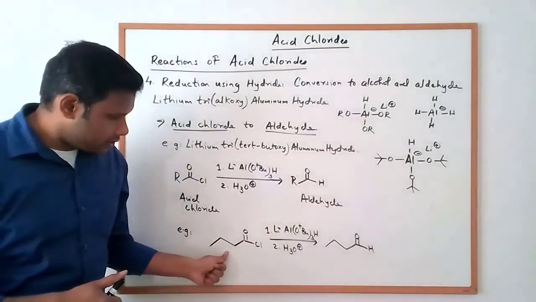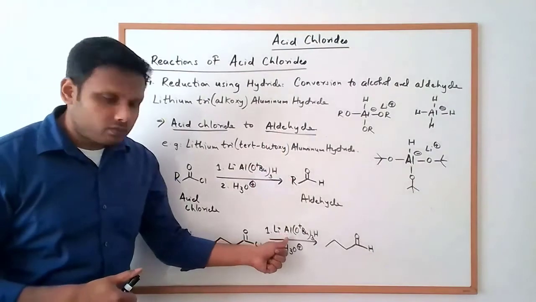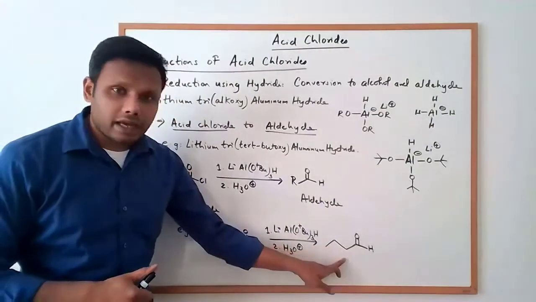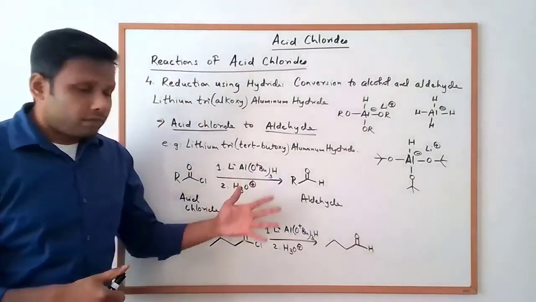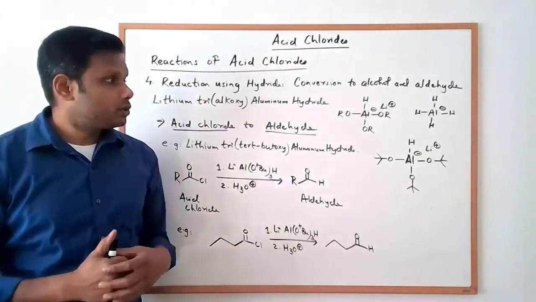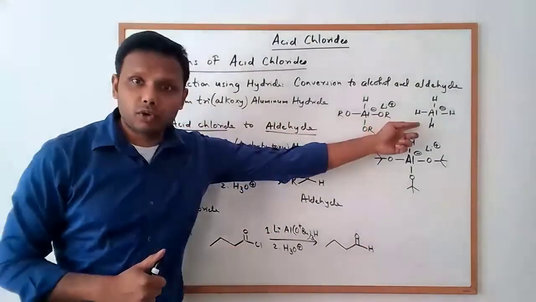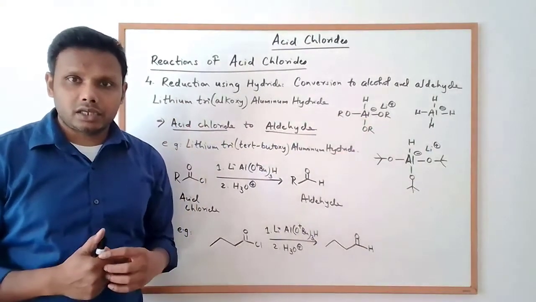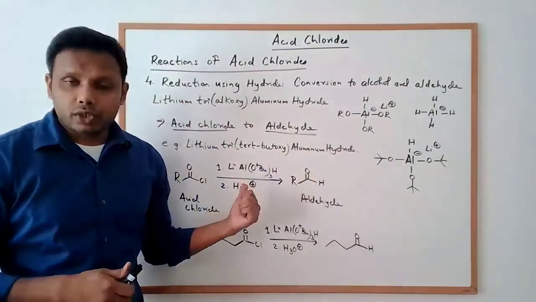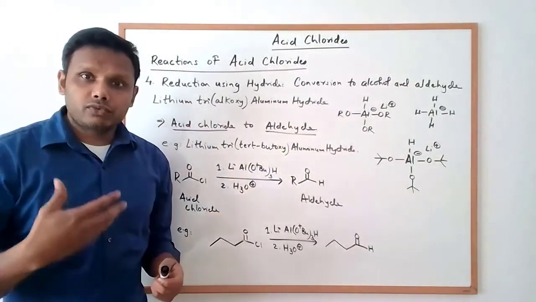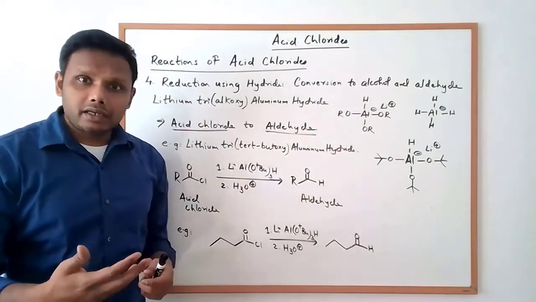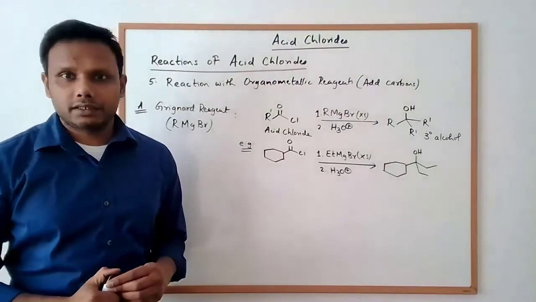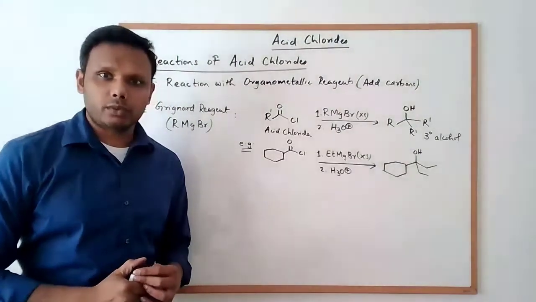As an example, when you use this butanoyl chloride and you reduce it with the lithium tri-tert-butoxy aluminum hydride, the product is going to be butanal. So we get the aldehyde here. Now, the mechanism of this reaction is very similar to the reaction of the acid chloride with lithium aluminum hydride, except for the fact that you can stop at the aldehyde stage. With the lithium tri-tert-butoxy aluminum hydride, you do not have to show further reaction of the aldehyde that takes you to the alcohol.